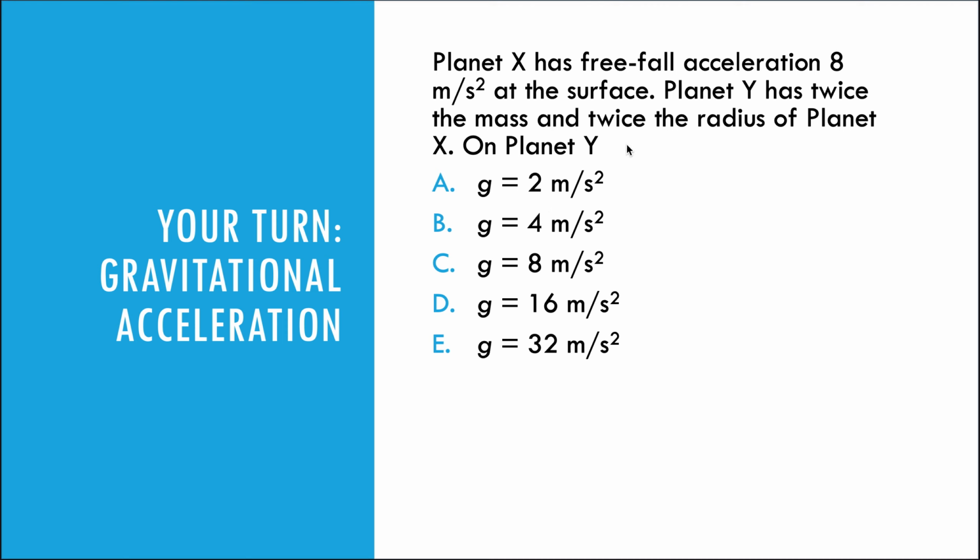In this your turn, it says, Planet X has free fall acceleration 8 meters per second squared at the surface. Planet Y has twice the mass and twice the radius of Planet X. What is the free fall acceleration on Planet Y?